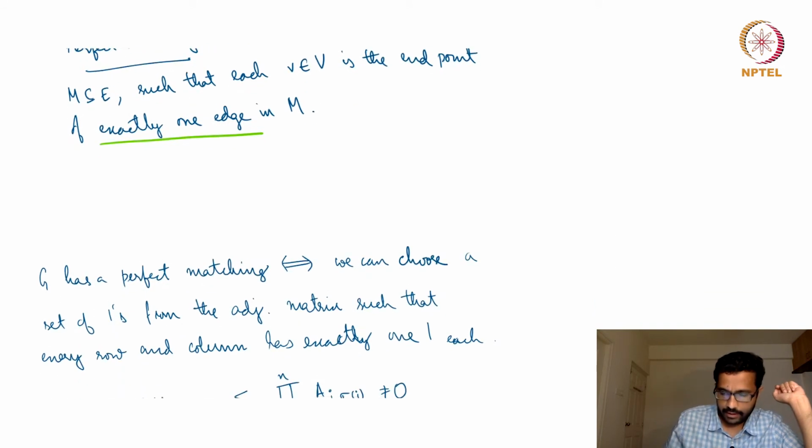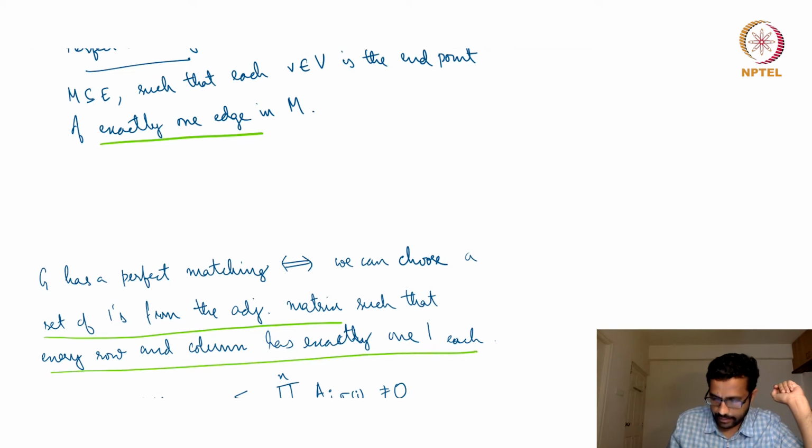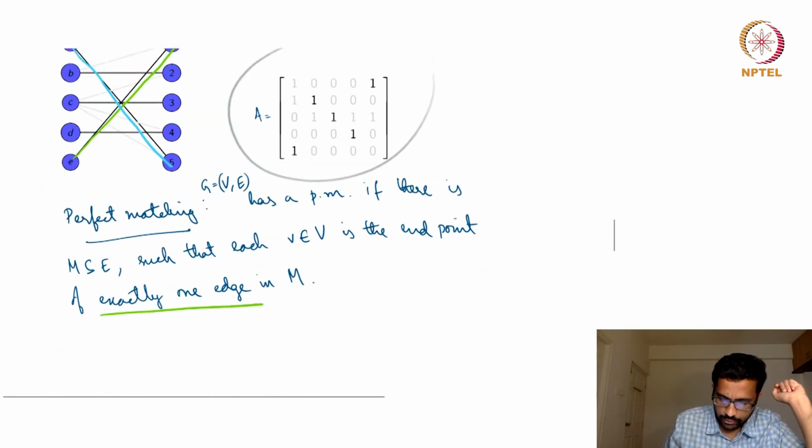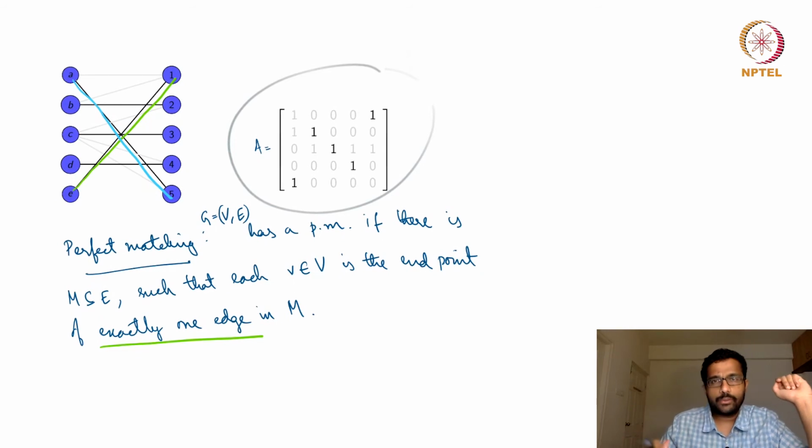So G has a perfect matching if and only if we can choose a set of ones from the adjacency matrix such that every row and column has exactly 1 one each. Okay. So now I could write the same thing. So this is what we will try to encode.